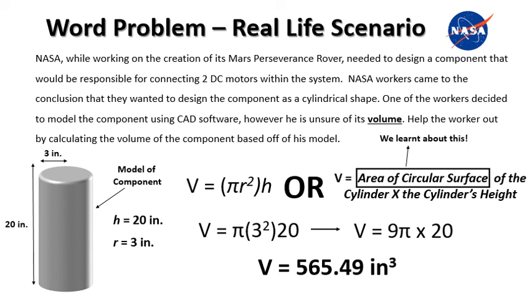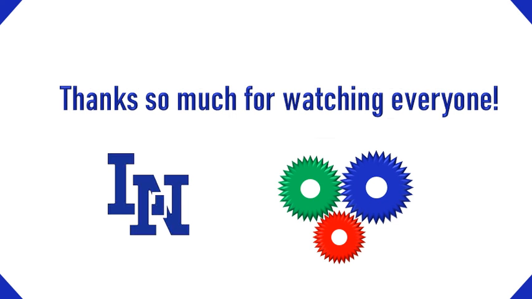Given that the radius equals 3 and that the height equals 20, we can plug these values into the equation, and when we do, we'll get pi times 3 squared times 20, which evaluates to 9 pi times 20, and that will approximately equal 565.49 inches cubed when we round to the 100th place. Thus, the volume of the worker's 3D model of the component is 565.49 inches cubed.